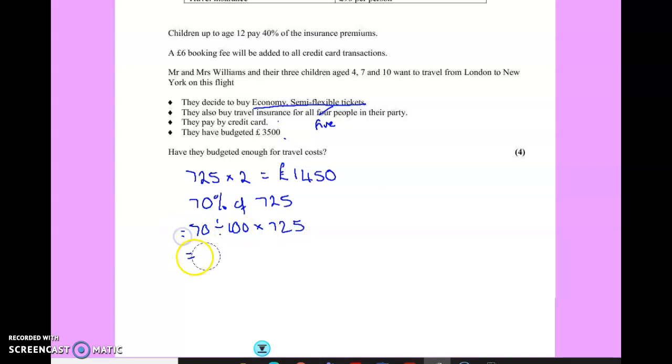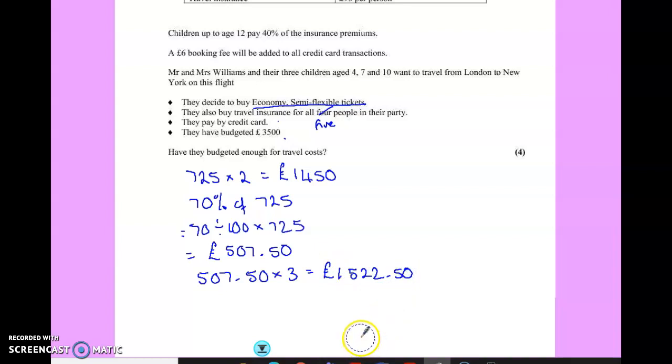70 divided by 100 times 725 is £507.50. That'll be for one child. They have 3 children, so let's times that by 3. So the 3 children's fares would be £1,522.50. So that's what I'm paying so far. That one and that one.